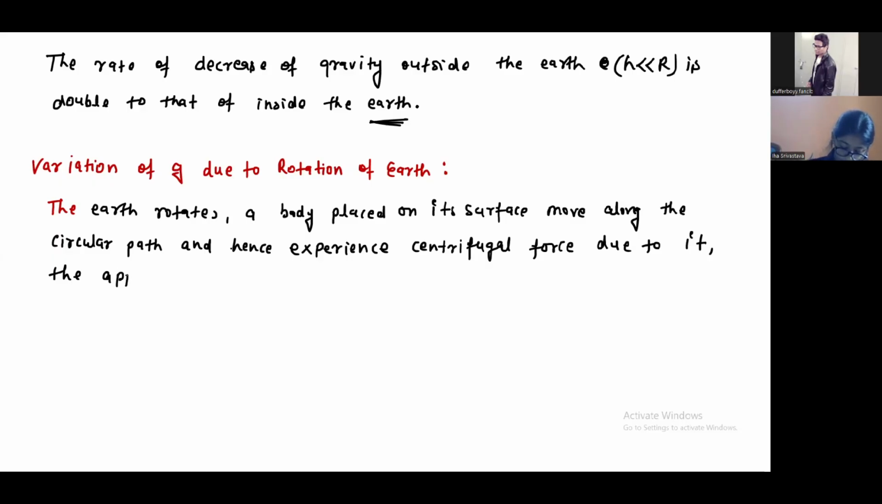The apparent weight of the body decreases. Okay, that centrifugal force will change the value of g. Due to the centrifugal force the value of g will be decreased. How does this decrease? Let me give you an example and then you will understand easily.